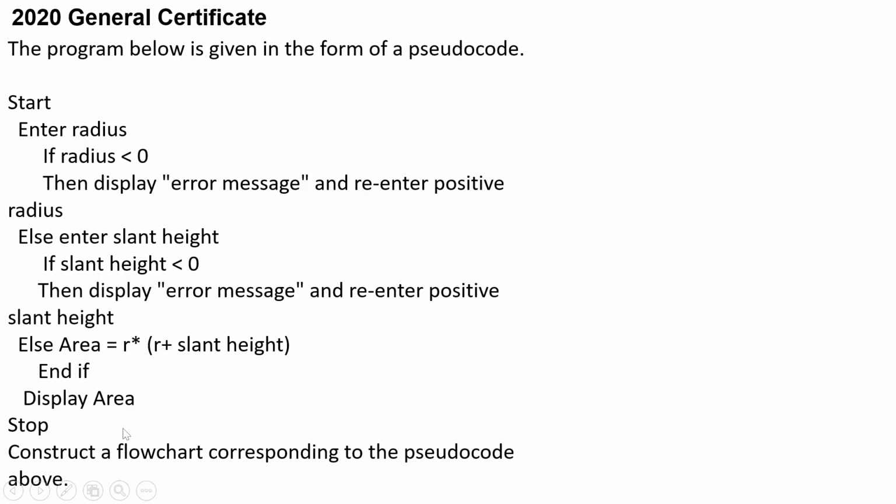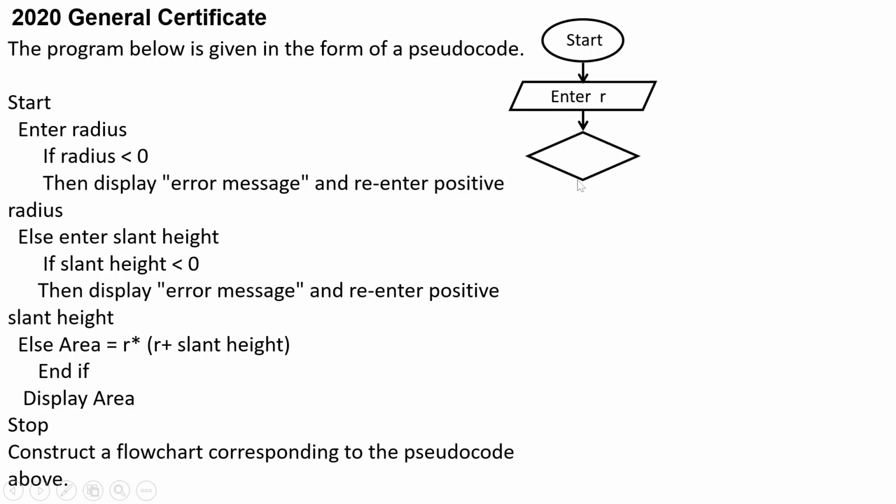Okay, so we'll start. As usual, start is represented by the oval. We'll put start there. Then enter radius. Enter is represented by the parallelogram. We'll put a parallelogram down here like that. Then enter radius. We can just use a symbol r, to avoid wasting much of the space. Then after that, if radius is less than 0, meaning this is a decision, so you draw a diamond or rhombus there.